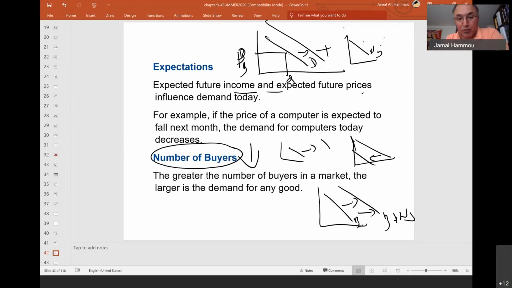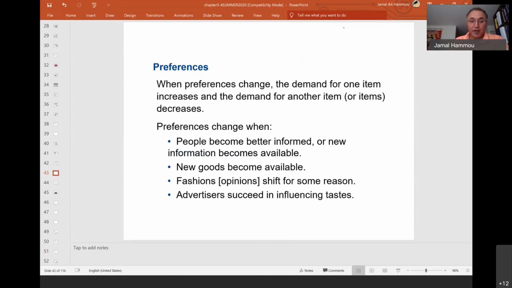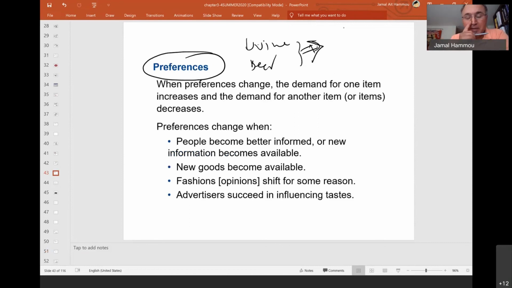So with an increased number of buyers, you shift the demand curve to the right. With a decreased number of buyers, you shift it to the left. Preference: sometimes people try to influence your preference. For example, you're drinking wine or beer, and somebody will show advertising with a famous person you like who drinks wine, saying wine is better than beer, trying to influence your preference.